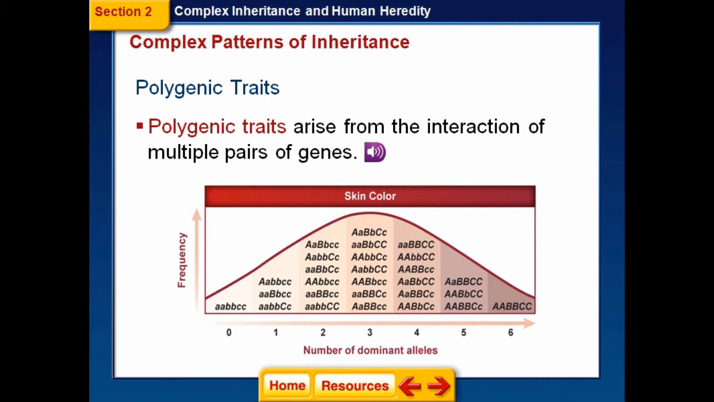And finally, our last pattern of inheritance is polygenic traits. The word poly means many, genic referring to genes. These traits arise from the interaction of multiple pairs of genes. So it's not just one set of alleles. There are several sets of alleles involved in polygenic traits.